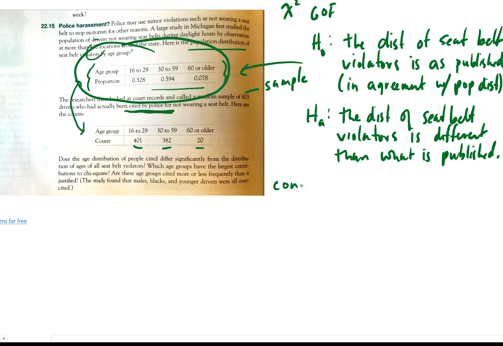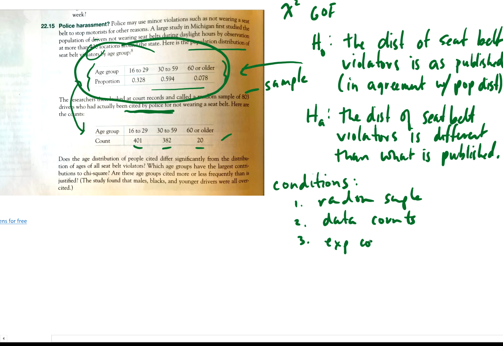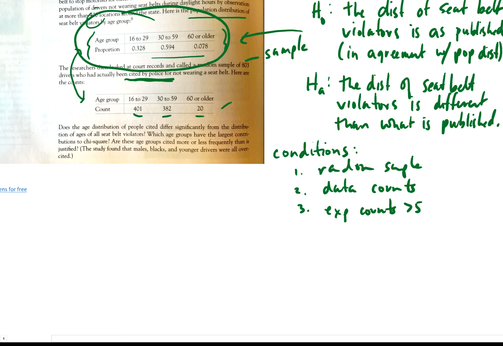Okay, so the conditions. Is it a random sample? Yep. Secondly, are the data counts? Yep, data are counts there. And thirdly, are the expected counts greater than 5? Well, we have to verify that once we figure out what those are. So we're going to have to look at chi-square, and chi-square is the sum of the observed minus expected squared over the expected.